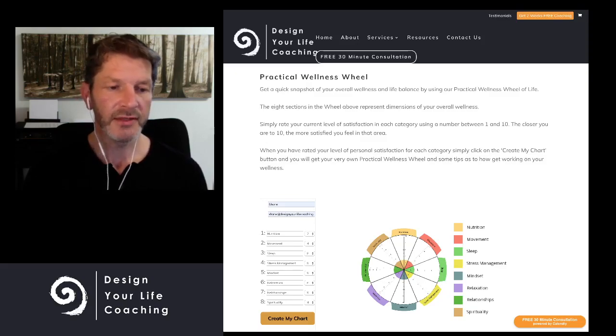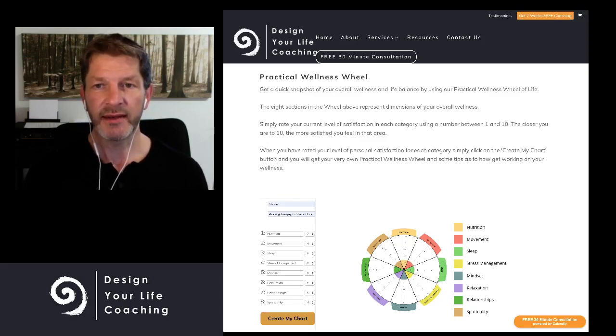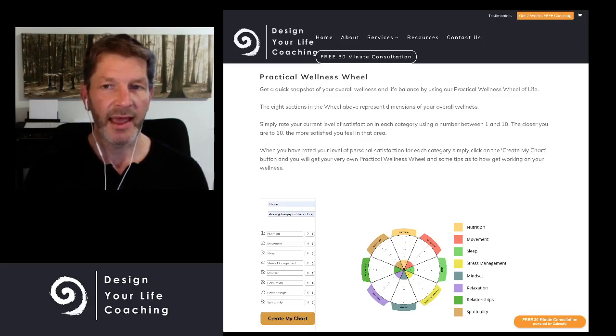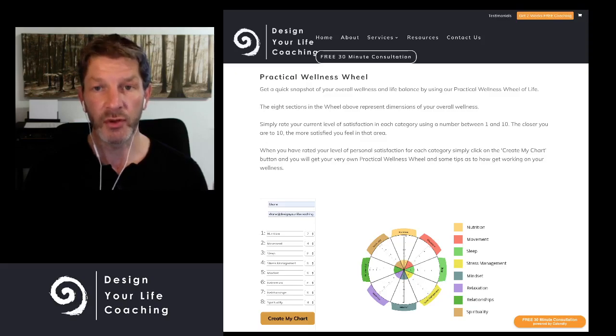So the next thing to remember is that the meaning you give these areas is as important as anyone else's. So there's no hard and fast meaning for these. These are example areas of wellness, and what they mean to you is what's important.